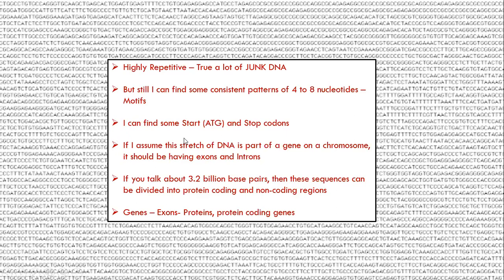Or I can see one more thing. I know what start codons and stop codons are. I quickly look for ATGs, I can find an ATG here, or I can find a stop codon here. And if I assume this given sequence is part of a gene, I assume from my basic understanding that there should be exon and intron sequences here. And then I can distinguish exons and introns based on my fundamental knowledge.